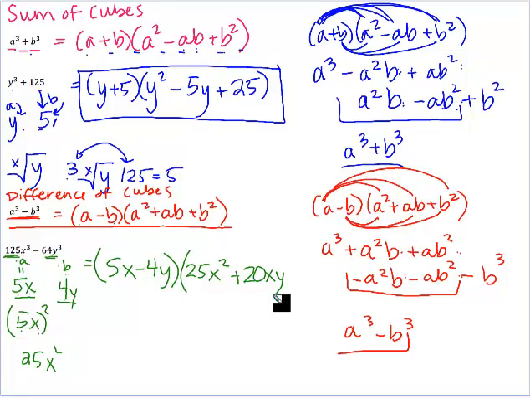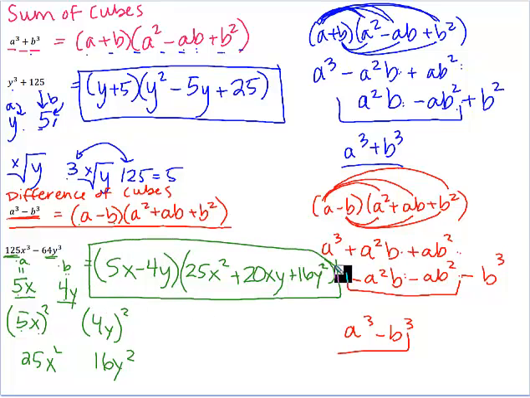And then b squared, so we have to take the 4y and square it. 4 squared is 16, y squared is y squared. So plus 16y squared. So 125x cubed minus 64y cubed factors down to 5x minus 4y times 25x squared plus 20xy plus 16y squared.